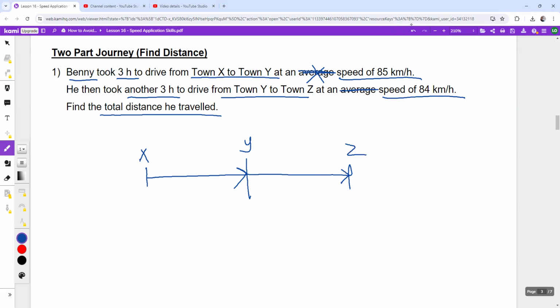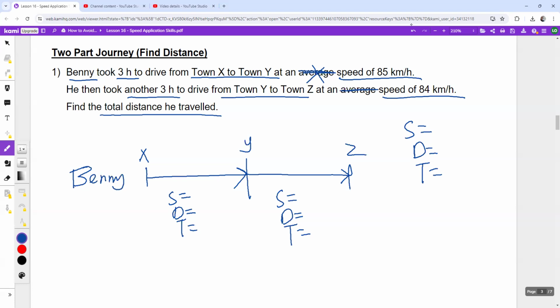Now you can see that it's a two-part journey. And then what do we do? Each part of the journey has a family of speed, distance, and time. The second part also has a family of speed, distance, and time. And of course, you will have a third family. The third family will oversee the entire journey. This is what I would call the boss, the boss family, the mafia family. They oversee everybody. And of course, you will need to label who is moving. So Benny is moving.